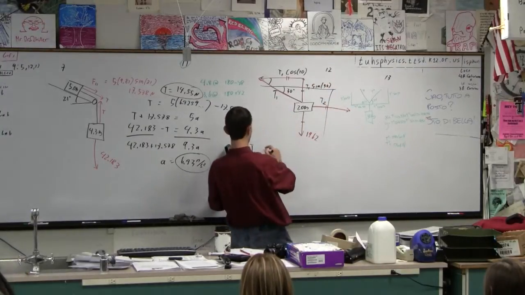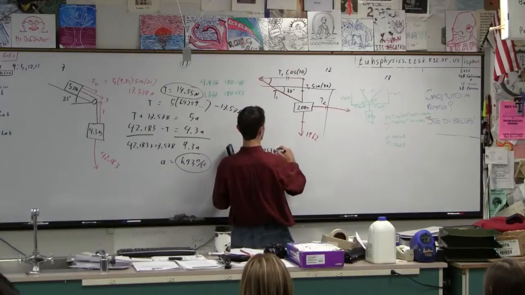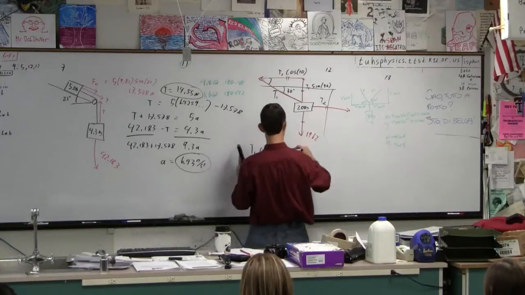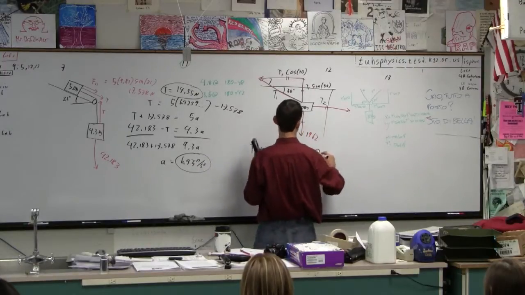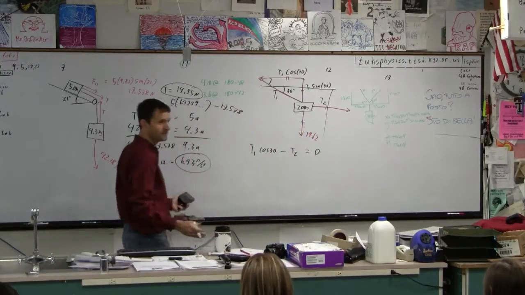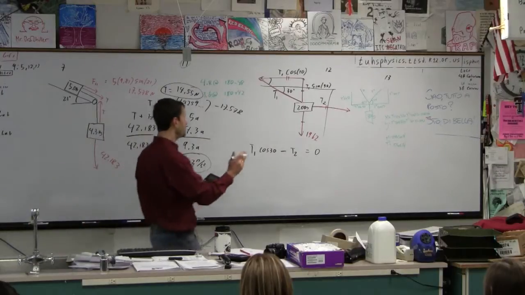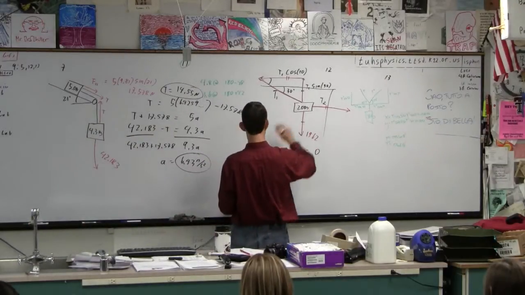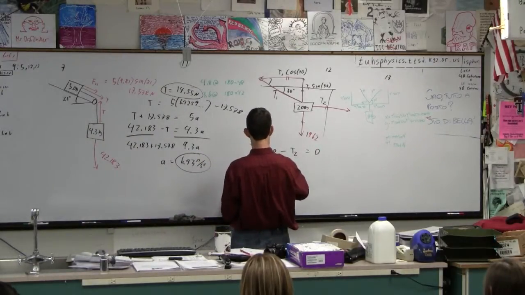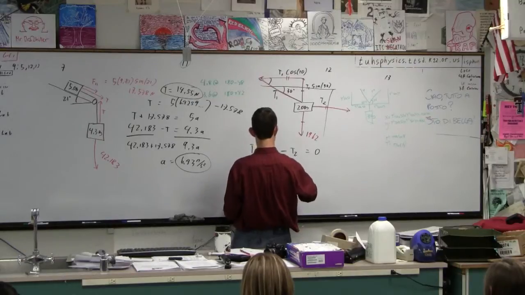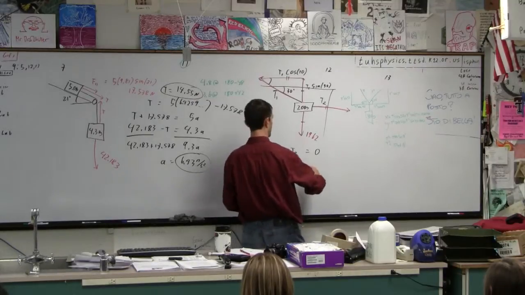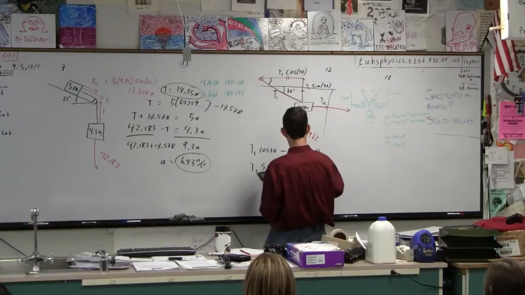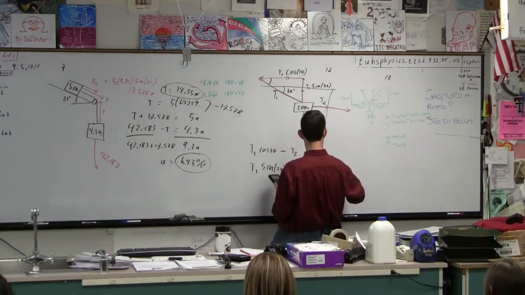This is T1 sine 30, right? So I know that T1 cos 30, right, minus T2 is 0, right? All of T2, okay? And then I also know that T1 sine 30, okay, plus or minus 0 T2, right, equals 1962.